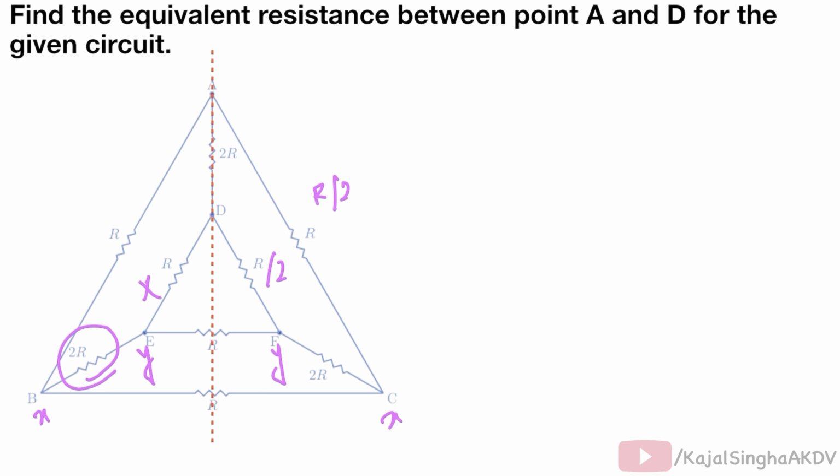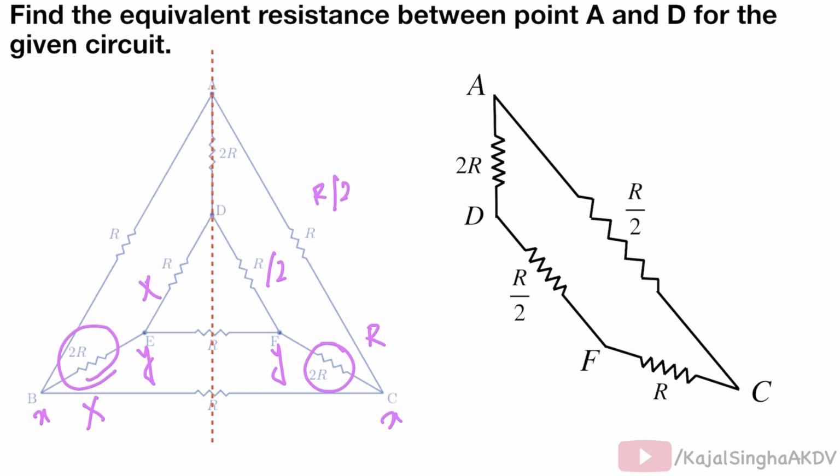And these two resistors which are connected between point B and E and C and F also have equal potential difference between their ends. So these two resistors can also be considered as in parallel combination, so their effective resistance gives us R. And we can ignore one resistor and make the other of value R. Now this circuit reduces to this circuit.